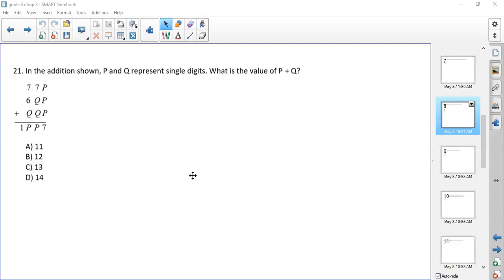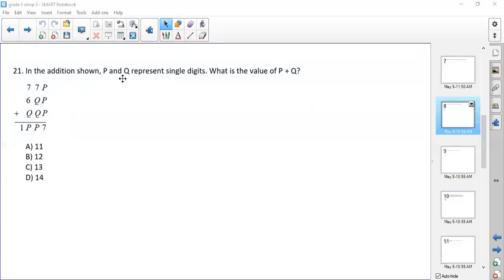In the addition shown, P and Q represent single digits. What is the value of P plus Q? So we have the addition of three-digit numbers, and some digits are denoted by P and Q. We have to find the sum of them, P plus Q.